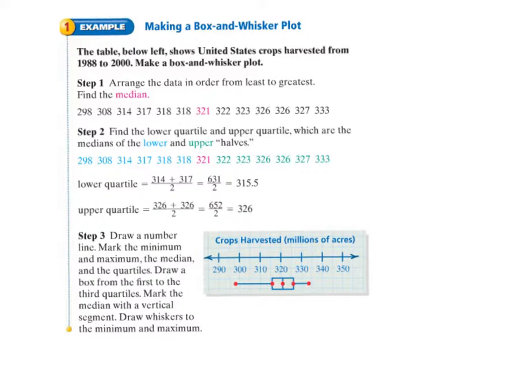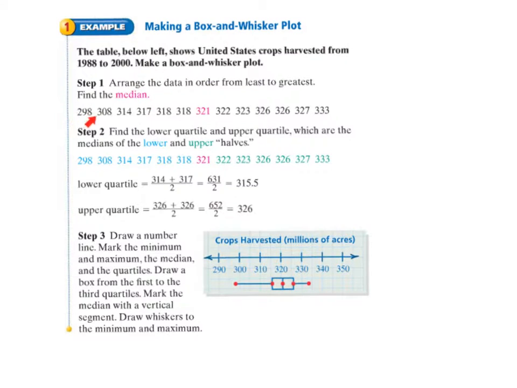So, what we're looking at here is you're given a set of data, raw data right here. This is the table below, shows United States crop harvested from 1988 to 2000. Make a box and whisker plot. Well, I took it out of the table already and it's already here for you. Remember, your first step is to put it in order, smallest to biggest. If you don't do that, none of this can happen. So you cannot forget that.